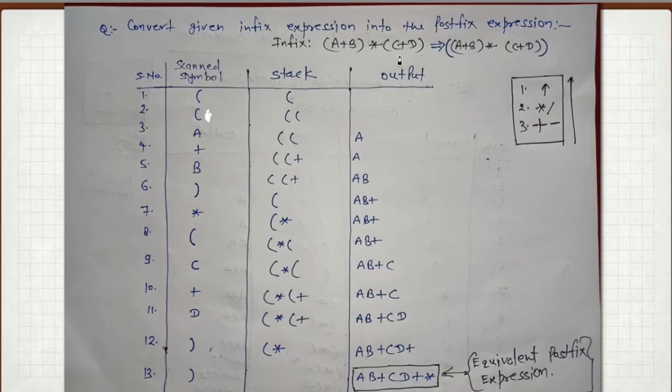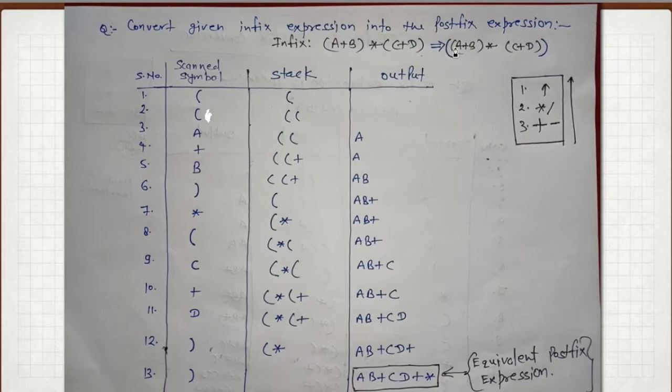Whatever expression is given as infix, right? Before that, add one left parenthesis, and at the end of that expression add one right parenthesis. Okay, after that draw one table like this: serial number, scan symbol, stack and output. Right? And scan this expression from left to right, this side. This is the first left parenthesis. So scan the first symbol, this is the left parenthesis.